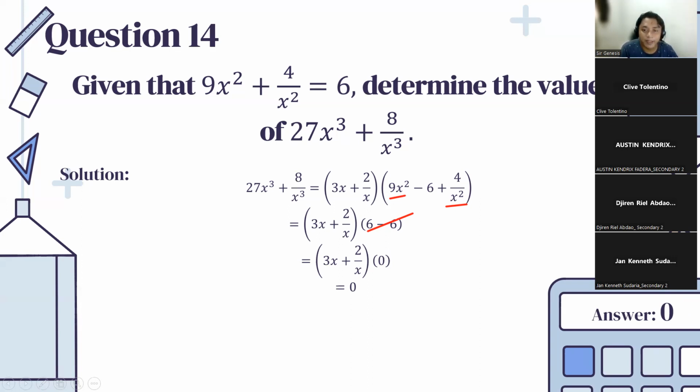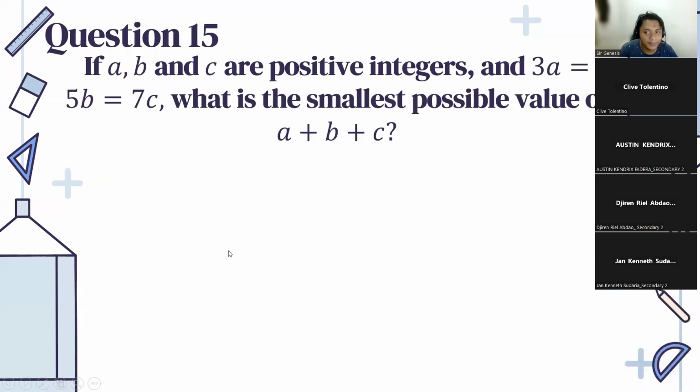Okay. So next one, number 15. If a, b, and c are positive integers and 3a is equal to 5b is equal to 7c, what is the smallest possible value of a plus b plus c?